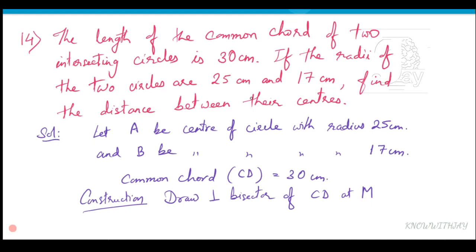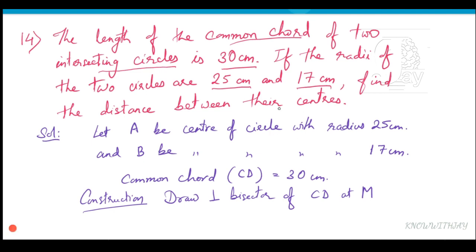Let us see some more questions from the same exercise 15.1 of circles of class 9. In this question we have the length of the common chord of two intersecting circles. That means the two circles intersect at 2 points and the common chord is 30 centimeter. And the two circles are of radii 25 centimeter and 17 centimeter respectively.